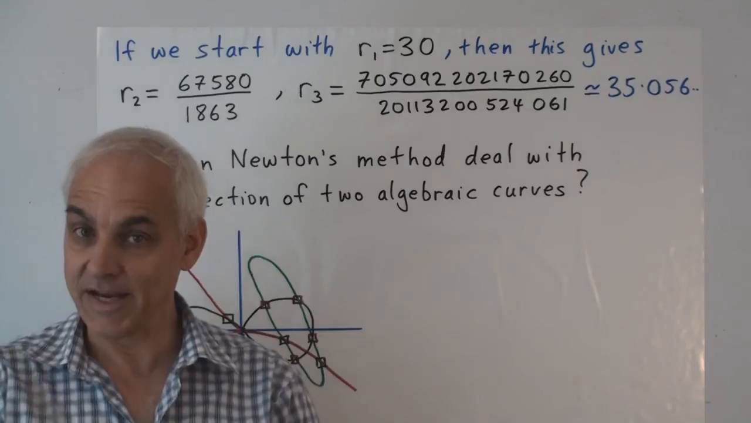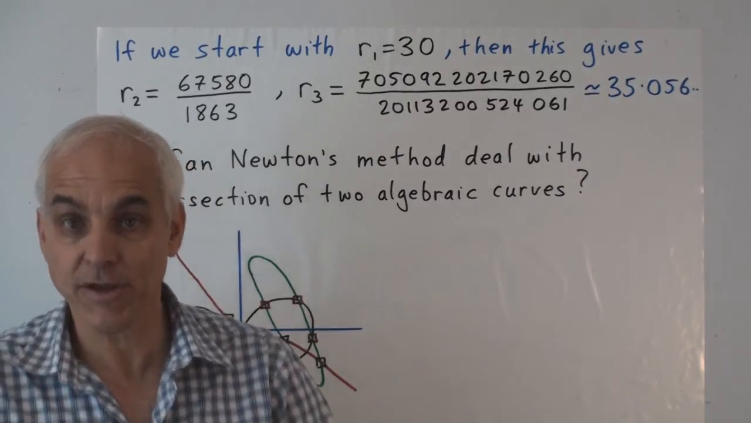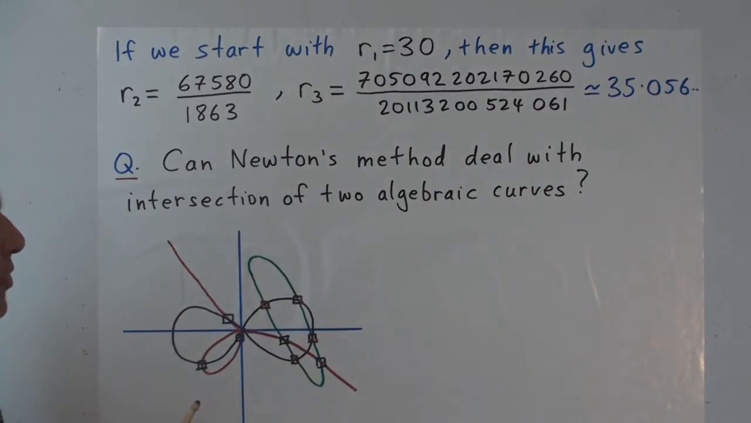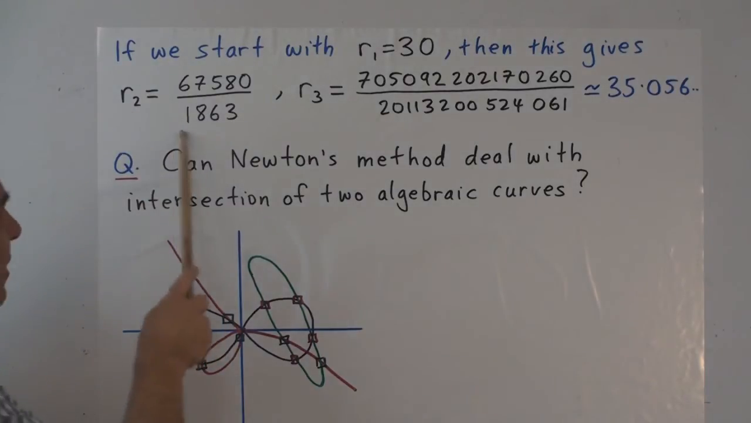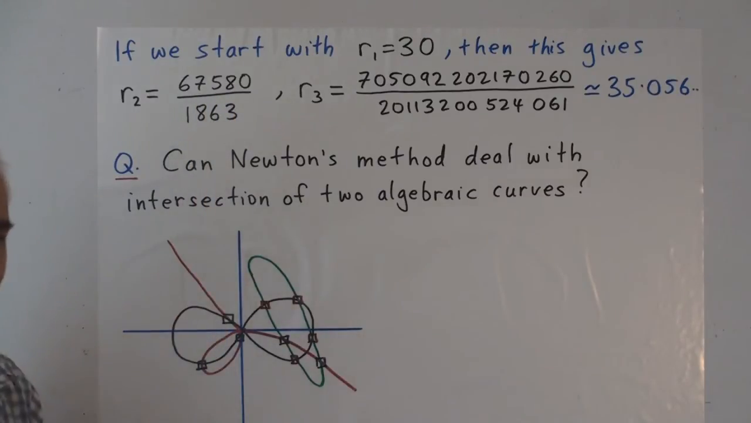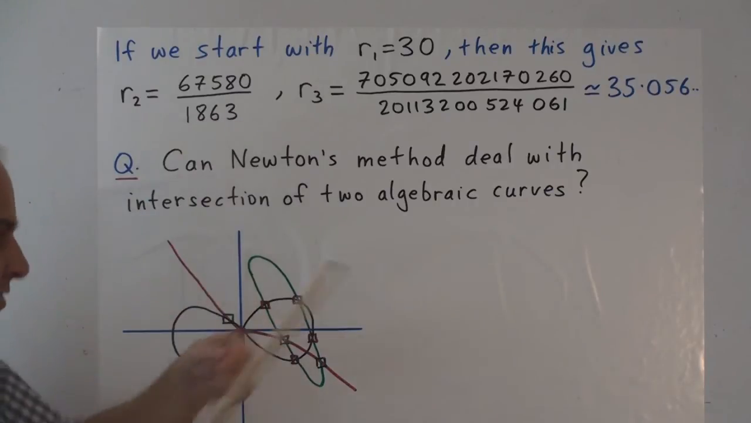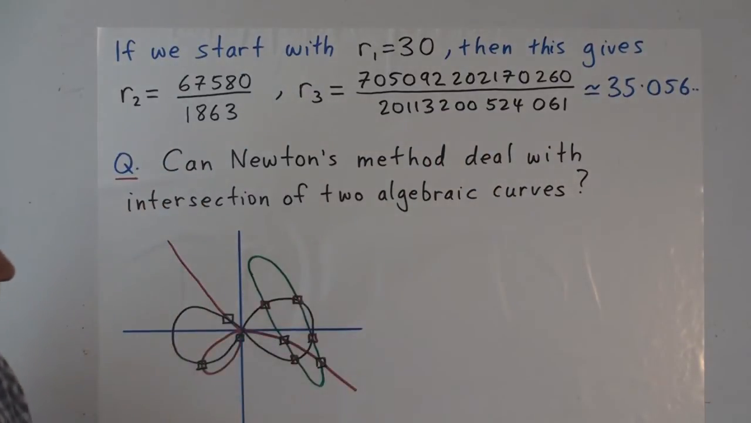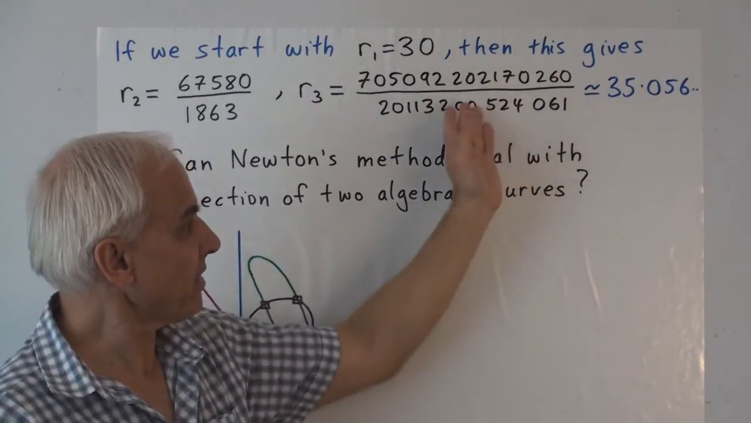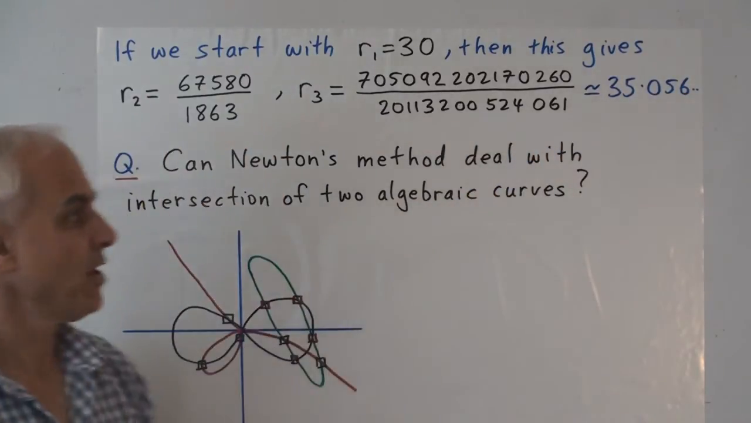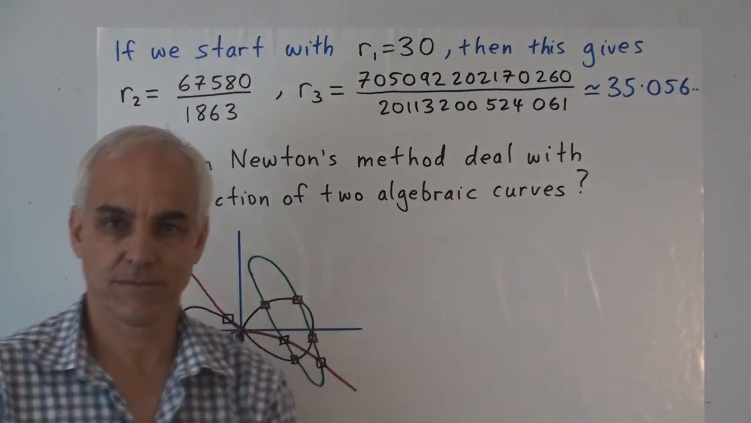So if we start with an initial guess of, say, r1 equals 30, then that recursion that we wrote down on the last sheet means that the next r2 will end up being this value here, 67,580 over 1,863. And then when you plug this into the same formula, the next value is this one here, which I won't read off. But I will tell you that, in terms of your calculator, it's approximately 35.056 and so on. So that means we're getting pretty close to 35.